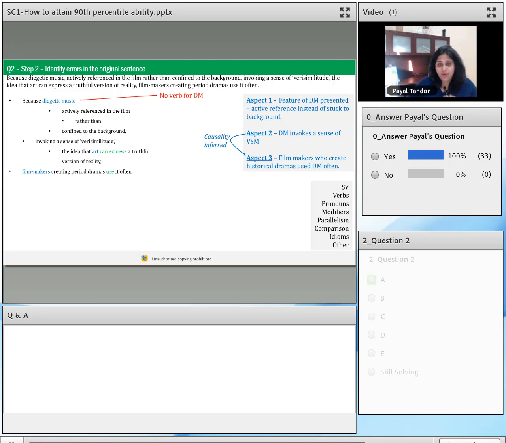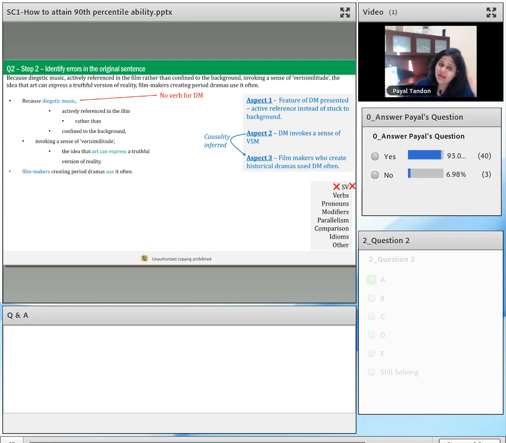Now, what could be the verb? That's something that you have to figure out. Definitely, we've already inferred the causality here. Now, to express this causality, invoking should be invokes. That's clear, and that's going to take care of your grammar-based error as well. So that is the beauty of your meaning-based approach.